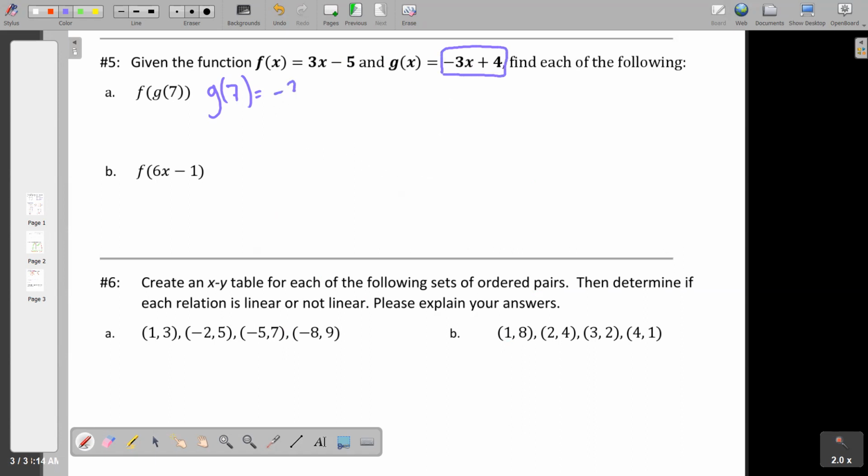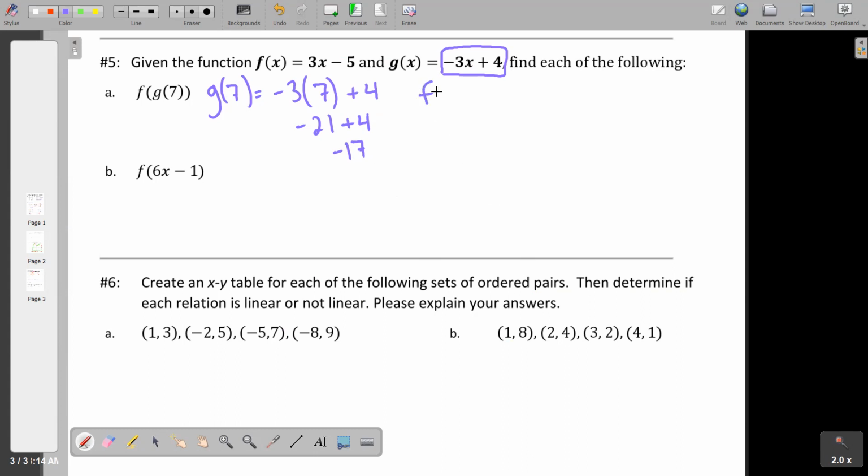Negative 3 times 7 plus 4. What's negative 3 times 7? What is negative 21 plus 4? 100% of the time, it's negative 17. Always has been, always will be. But interestingly enough, remember that that answer, that output now becomes our new input. And so the next problem says to do f of your answer. That's what it means. So f of negative 17.